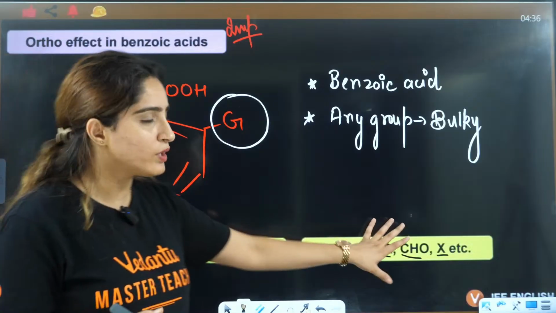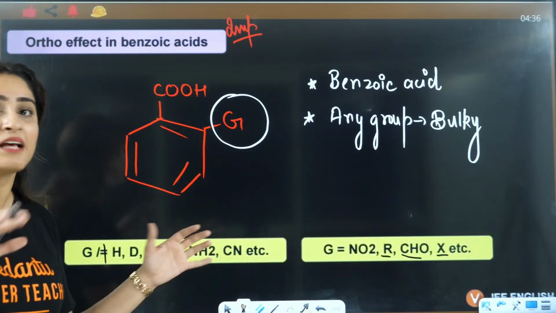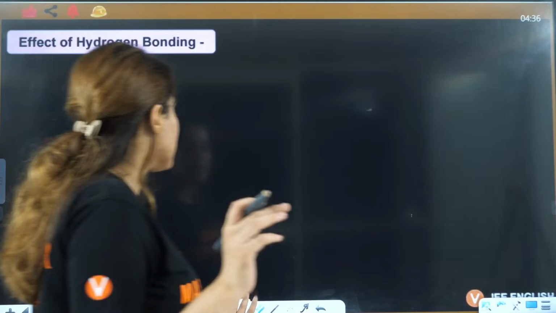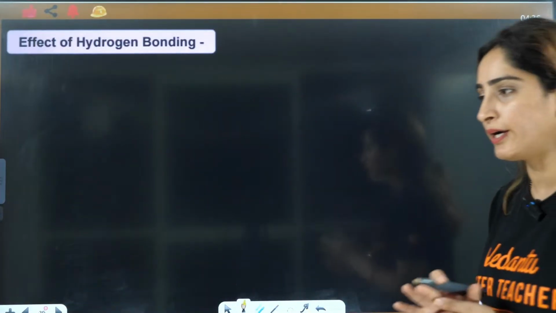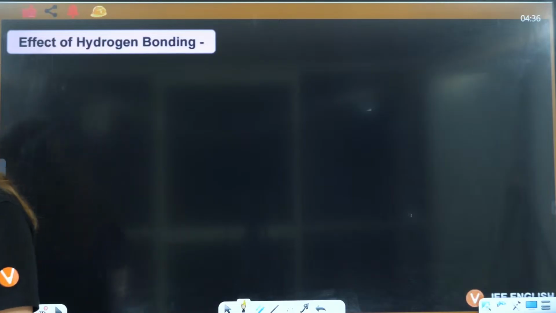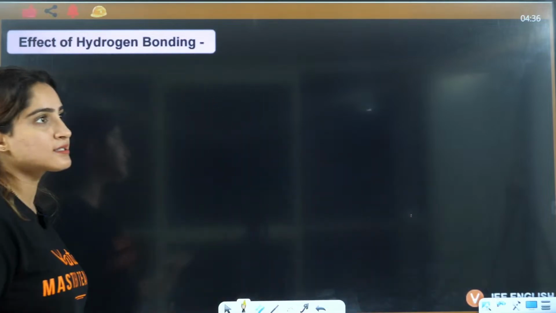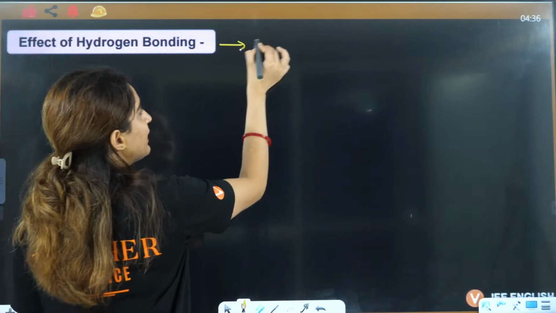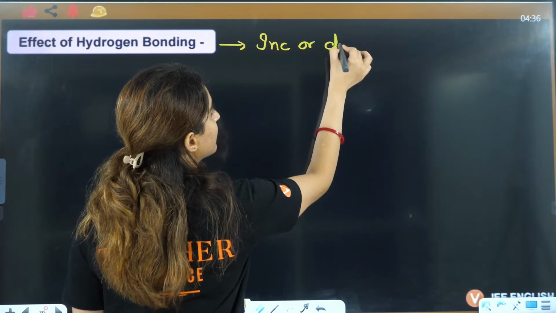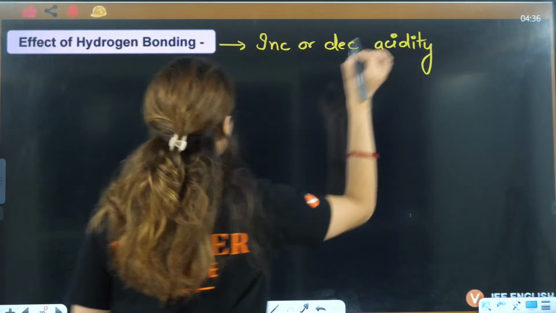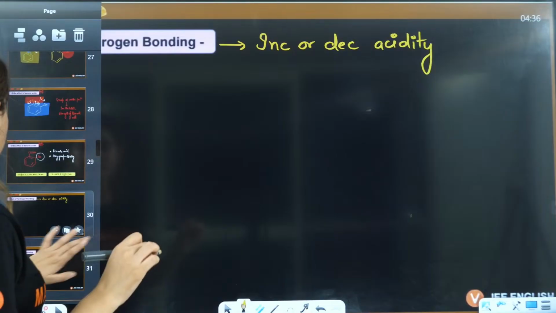Though they will give you only these groups, if you see some other group, then don't apply ortho effect there. It will not be valid. Okay? Now, second factor is effect of hydrogen bonding, right? Second factor is effect of hydrogen bonding, right? Okay, everybody, let's see this. Now, when we talk about hydrogen bonding, let's see how it can increase also or decrease also the acidity. So, it can also increase the acidity, it can also decrease the acidity, right?